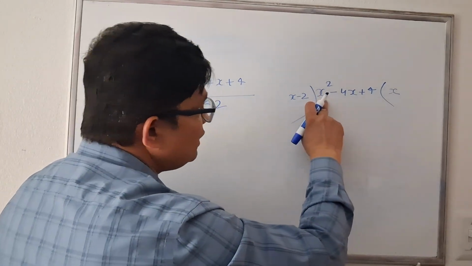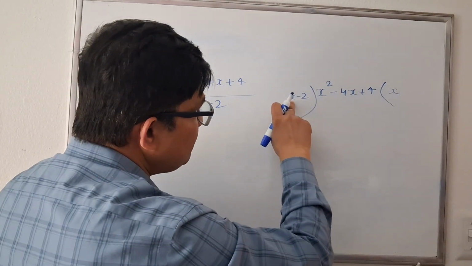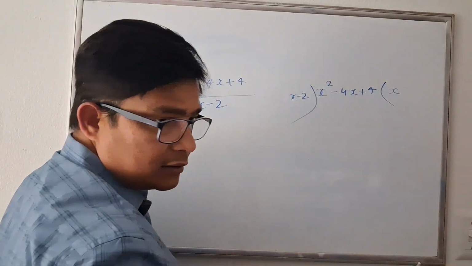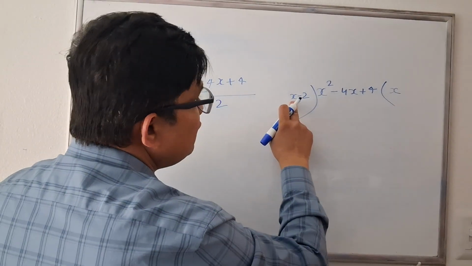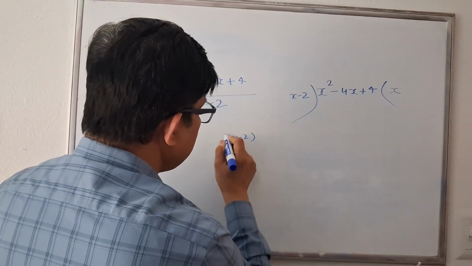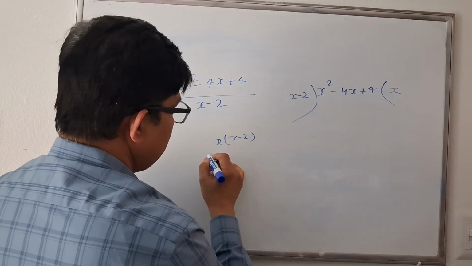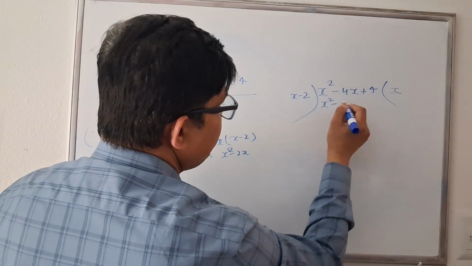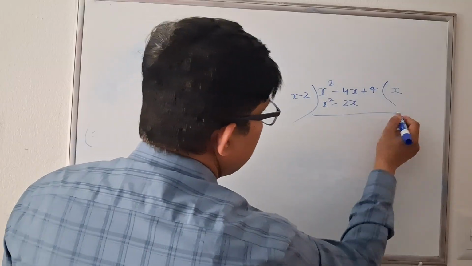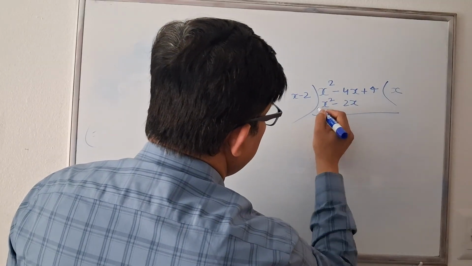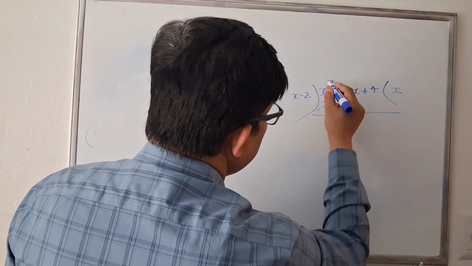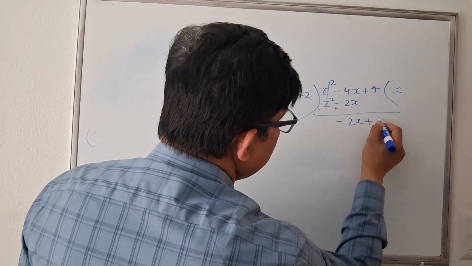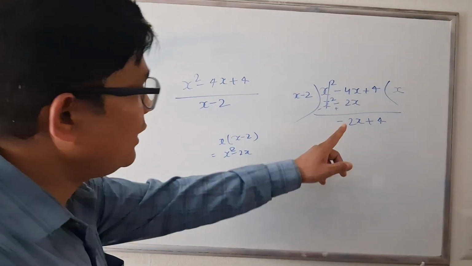Okay, I decided that I will get rid of x square first. So to remove x square, what do I have to do? I have to multiply x by x. That's why I put x here. So I have to multiply x minus 2 times x. So what did you get here? x square minus 2x. So I will write x square minus 2x. Okay, now subtract. When you subtract, this will become minus, this will be gone, and this will become minus 2x plus 4. Okay, look at the board.